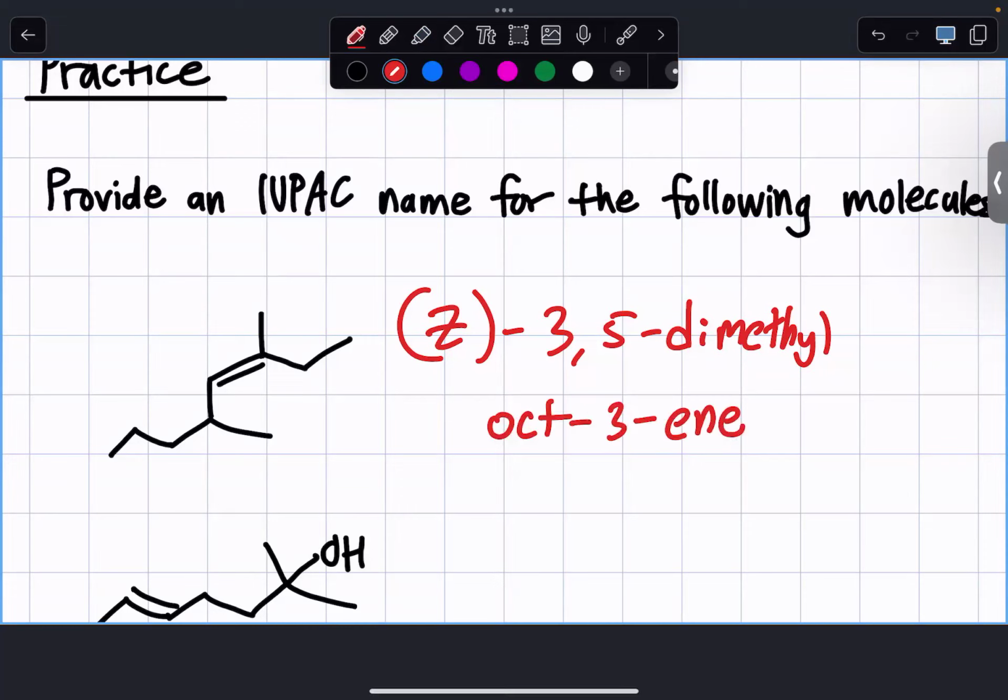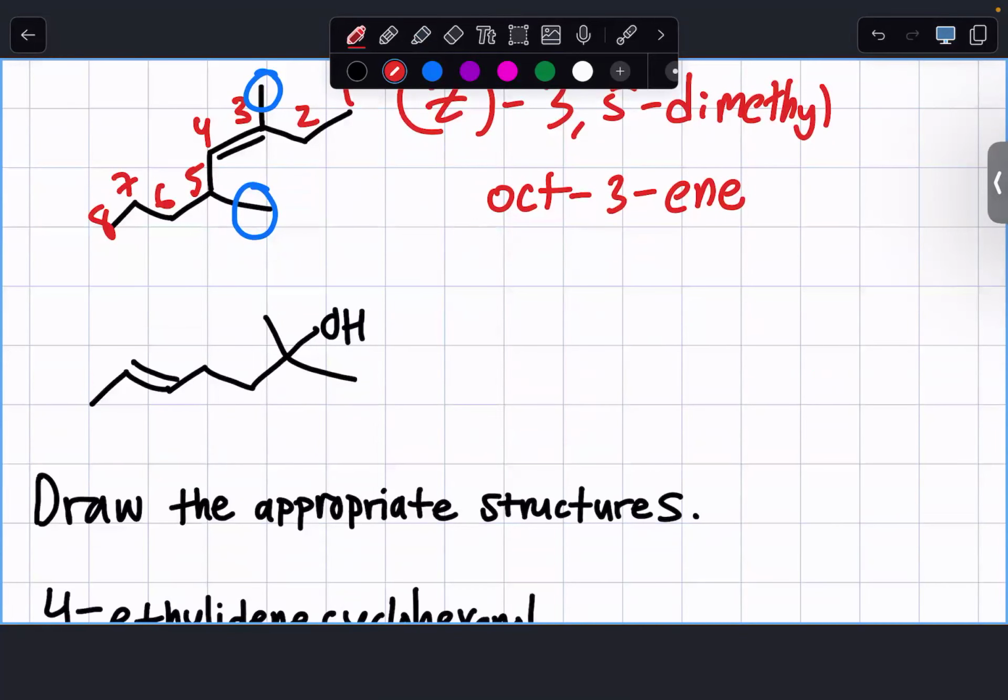Nice. Yes. So this is Z-3,5-dimethyl-octene, where this is the numbering system 1, 2, 3, 4, 5, 6, 7, 8, longest chain 8 carbons. The 2 methyl groups are on carbons 3 and 5. That's right. Okay. Next slide.